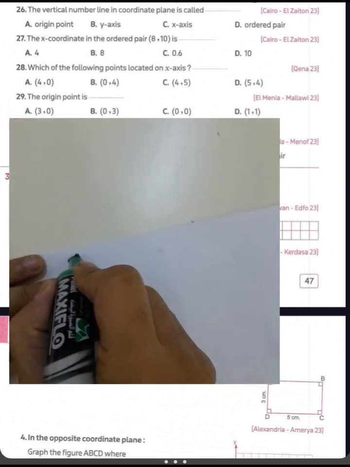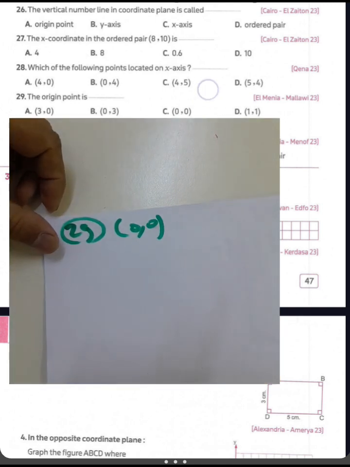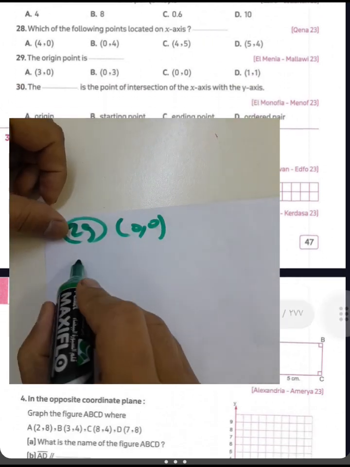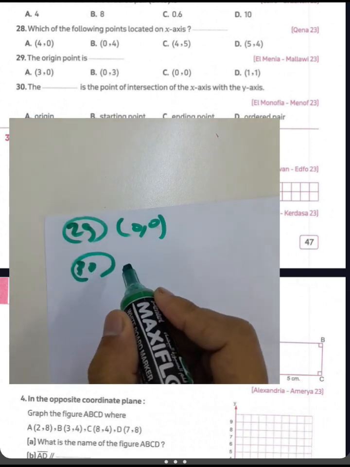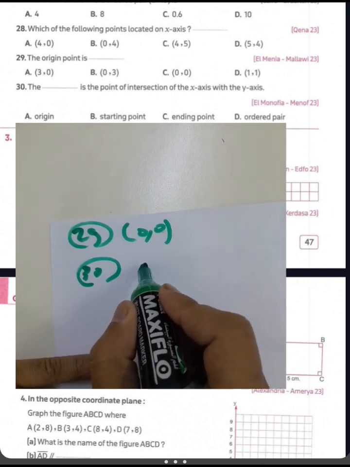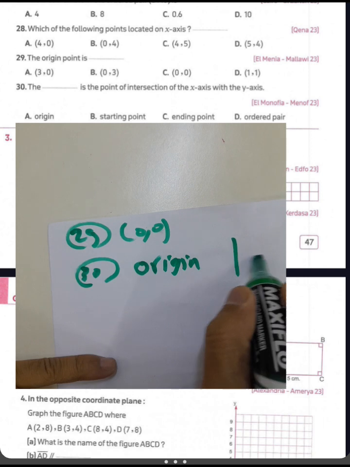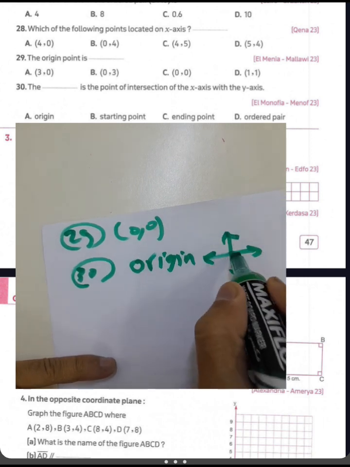Question 29. The original point, we call it 0 and 0. Question 30. The original point is the point of intersection of the x-axis and the y-axis. We call it the original point.